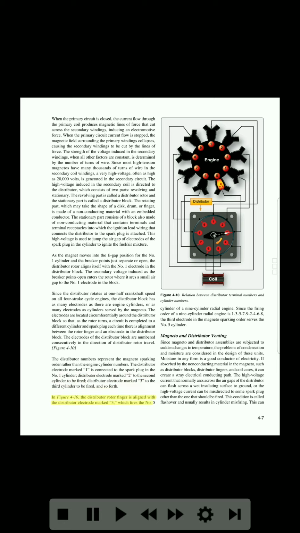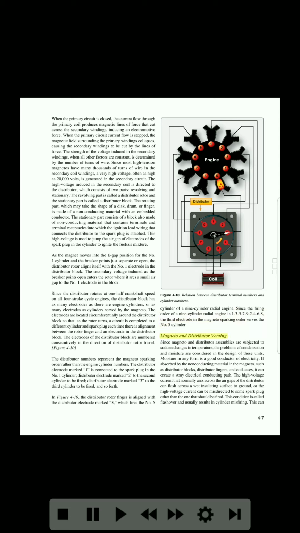In Figure 4-10, the distributor rotor finger is aligned with the distributor electrode marked 3, which fires the No. 5 cylinder of a 9-cylinder radial engine. Figure 4-10. Relation between distributor terminal numbers and cylinder numbers. Since the firing order of a 9-cylinder radial engine is 1-3-5-7-9-2-4-6-8, the third electrode in the magneto sparking order serves the No. 5 cylinder.